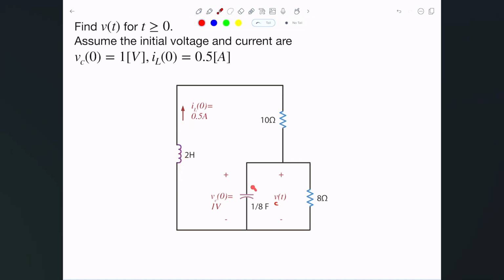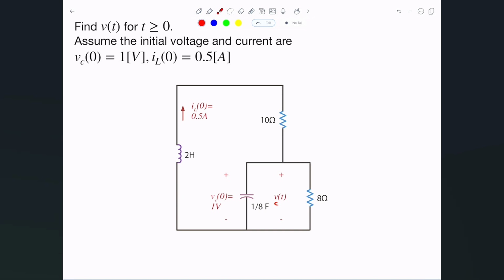And the voltage initially across that capacitor is 1 volt. So they both store some initial energy at the beginning. And you might have recognized that this 8 and the 10 are neither in parallel nor in series, and we can't combine. These two are in parallel, but we can't combine them. These two are in series, but we can't combine them.